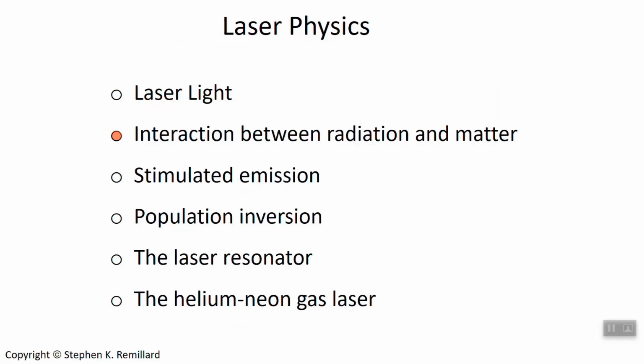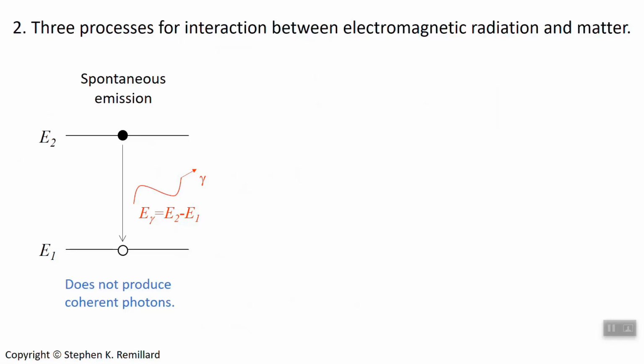Where does it come from? That begins with a description of how radiation and matter interact. And there are 3 ways. First is spontaneous emission. If you have a two-state system, now this could be an atom with a ground state E1 and an excited state E2. This could be a semiconductor with a valence band edge E1 and a conduction band edge E2. But it's in its simplest form a two-state system.